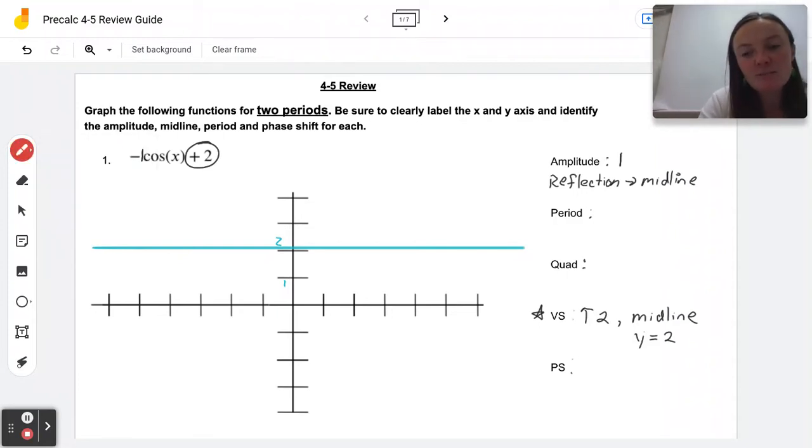Next one, we want to figure out what the period is. The period is always 2 pi over b. And b is always the value in front of x, which is implied here to be 1. So 2 pi over 1 is just 2 pi.